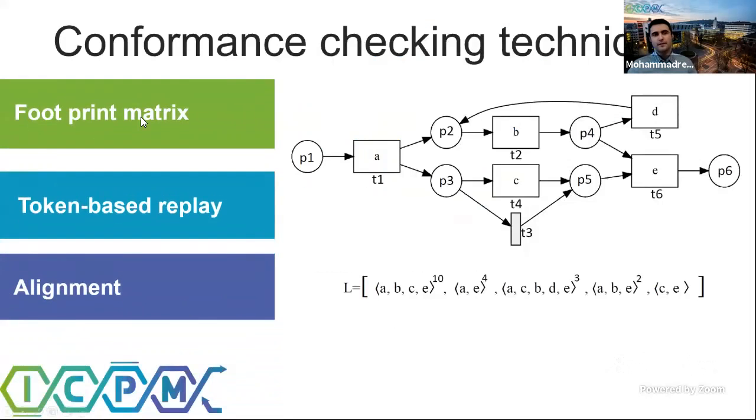There are many different ways to compute conformance checking, for example using footprint, token-based, and also alignment techniques. I could say one of the most widely used techniques in both academia and industry is alignment. To compute alignment, we usually need a Petri net and also an event log. Here you can see an event log with 5 unique variants, and for the first variant, ABCE, we have 10 traces.